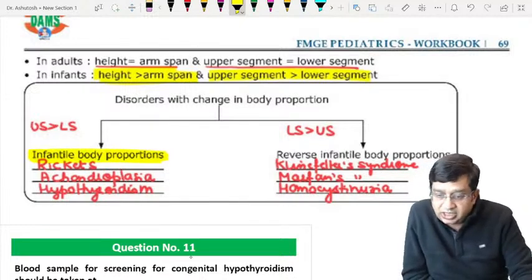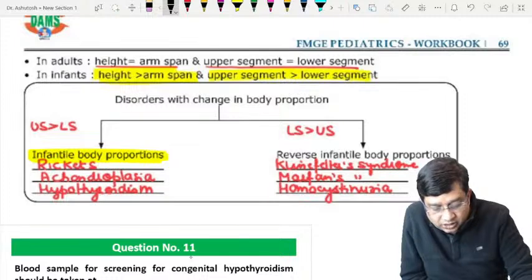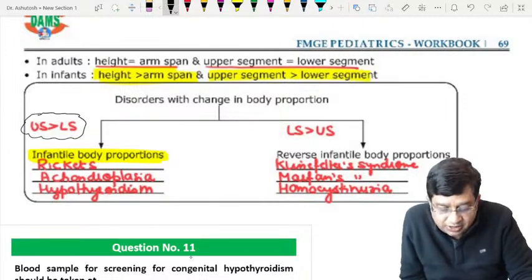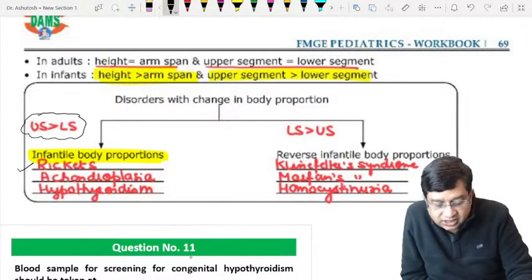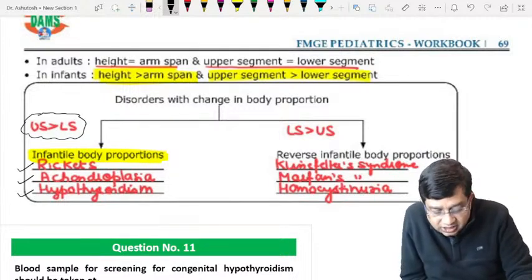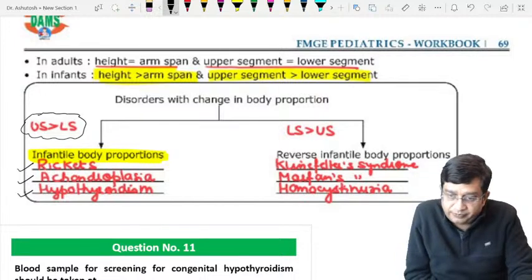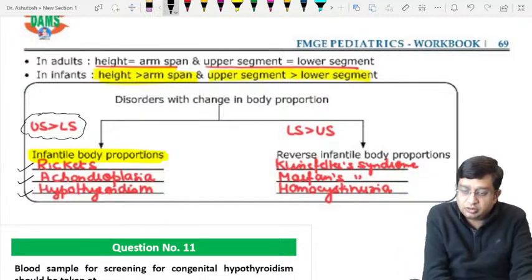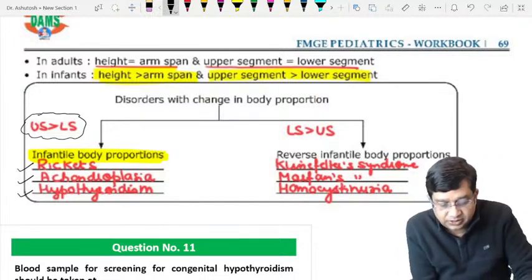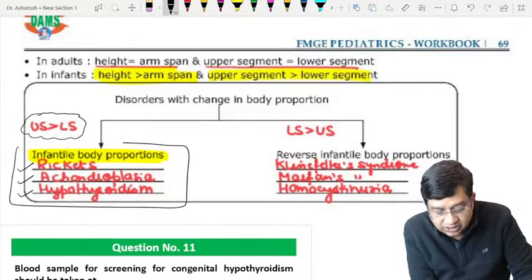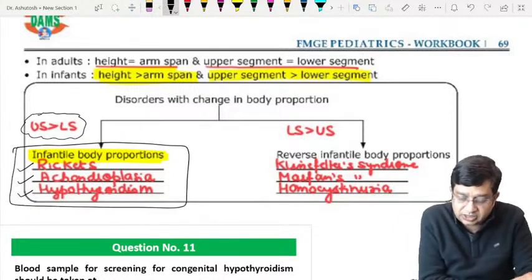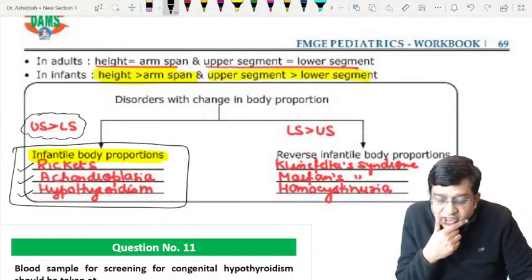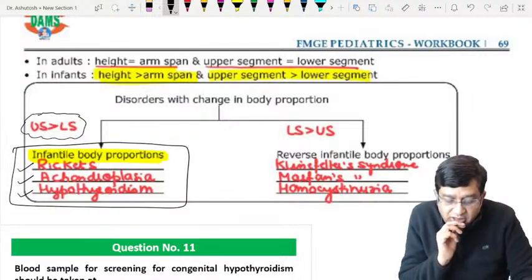3 जगह मिलता है. और इन्फेंटाइल बॉडी प्रपोर्शन का मतलब होता है अपर सेगमेंट इज मोर देन लोअर सेगमेंट. दैट इज सीन इन रिकेट्स, दैट इज सीन इन achondroplasia, दैट इज सीन इन hypothyroidism, राइट? ये बेसिकली दैट इज सीन एट 3 places. विल somebody करेक्ट मी, ये क्वेश्चन था और किस फॉर्म में था?